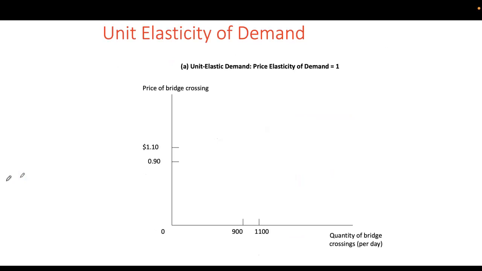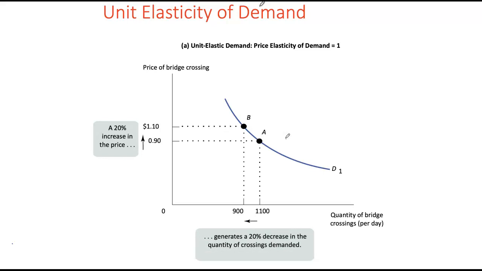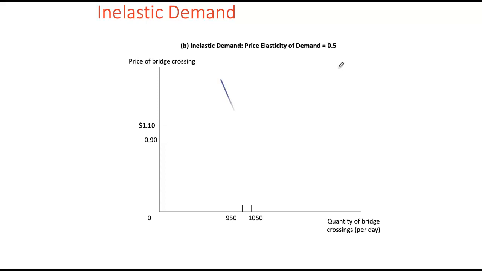So here I have a unit elastic demand curve where the elasticity of demand is equal to 1. When price rises from 90 cents to $1.10, quantity demanded is falling from 1100 units to 900 units, and that's movement along the demand curve from point A to point B. Now this is a 20% increase in price, and this is also causing quantity demanded to decrease by 20% as well. So you can see the ratio of elasticity with the price elasticity of demand over here will be exactly equal to 1.